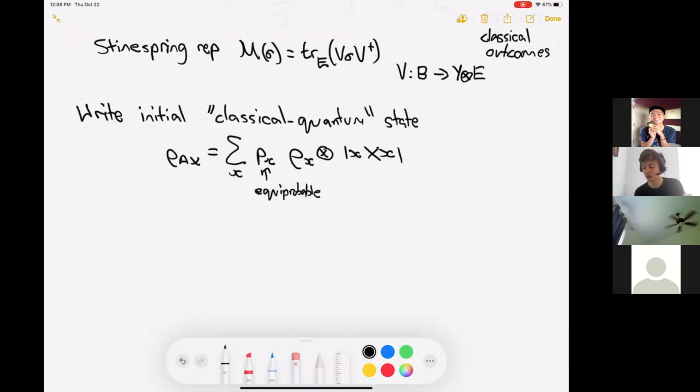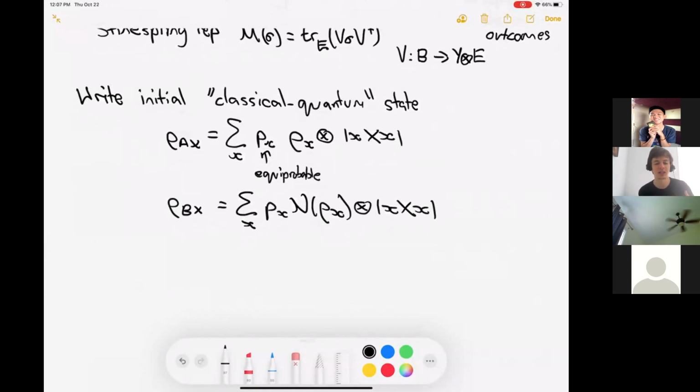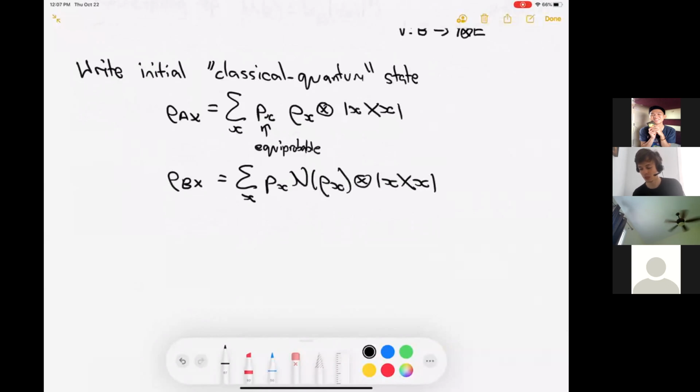Okay. We can then define a state rho BX as equal to the sum over X of P of X, N of rho X, tensor X. Now all we've done is put Alice's state rho X through the quantum channel, and this is now, sorry, should be BX. This is now a state that labels what state Bob receives, which is N of rho X, and the value of X, and it includes the probability distribution over all of those possibilities.